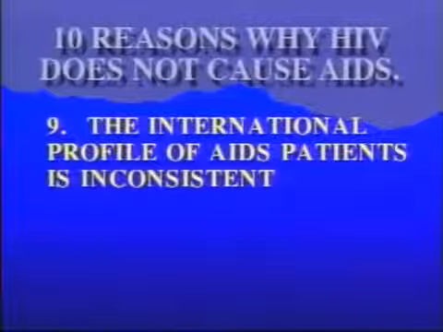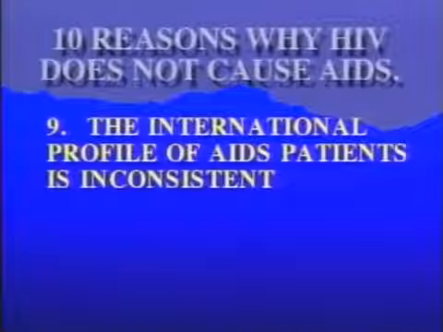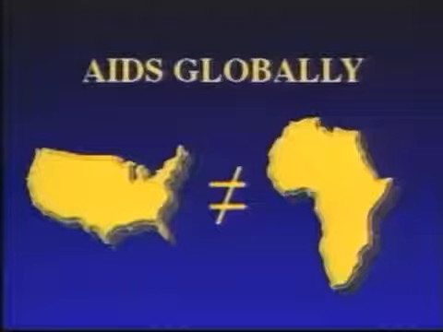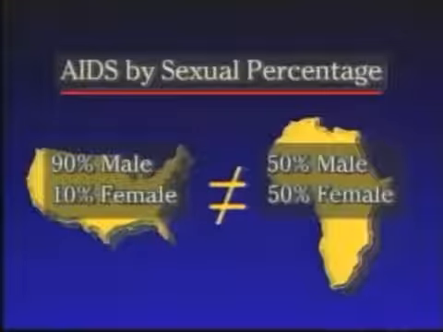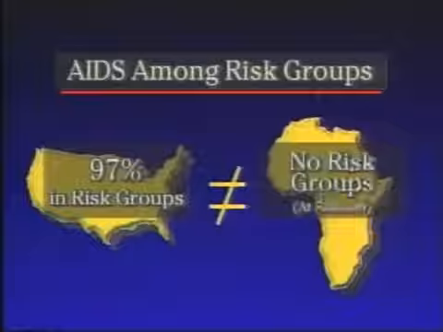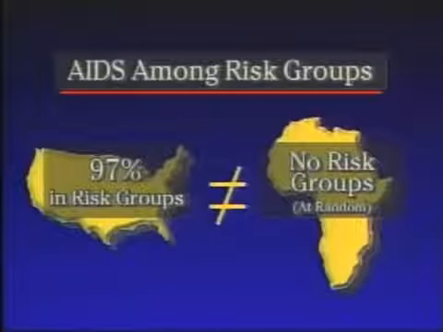Reason number 9. International comparisons of AIDS differ greatly. A germ-related disease would affect a population in the same way around the world. For example, an outbreak of cholera in India would be similar to an outbreak in Honduras. But AIDS statistics are totally different in the U.S. and Western industrialized nations compared to Africa. In the U.S., AIDS patients are 90% male, but in Africa, AIDS is evenly spread between the sexes. In the U.S., AIDS resides among risk groups at the rate of 97%. Yet in Africa, AIDS has no risk groups and is found at random in the general population.